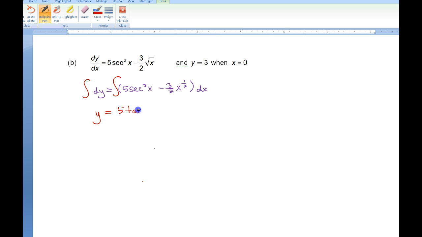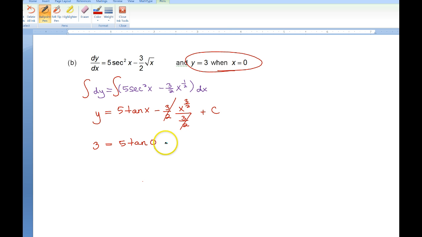5 tangent x. Remember, the derivative of tangent is secant squared, so the antiderivative of secant squared is tangent. What happens when we do minus 3/2 x to the 1/2? We get minus 3/2 over 3/2, so the 3/2 cancels. Now we can go back to the condition y equals 3 when x equals 0. So let's plug that in: 3 equals 5 times the tangent of 0 minus 0 to the 3/2 plus c.